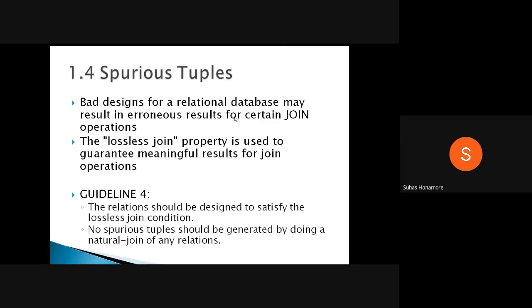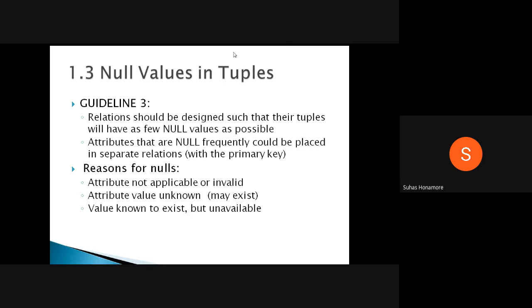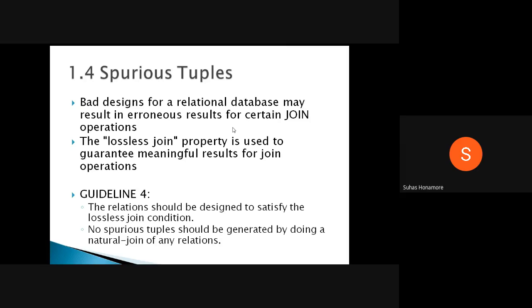Then the fourth one: spurious tuples. Normally whenever you are making a table, you will have some set of attributes, and you will try to split them and keep them in different tables. Like here, while discussing null values, if an attribute frequently takes them, you will keep it in a different table. While creating tables like this, then when retrieving data from the database, you will use the join operation. Two or more tables you will join, and then you fetch whatever data you require.